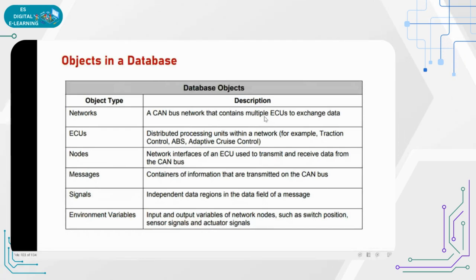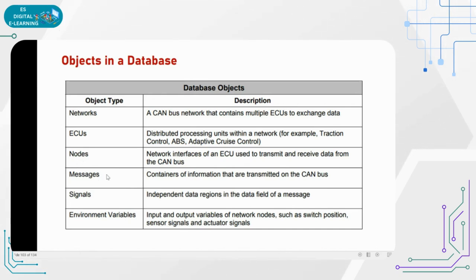Next, coming to the ECUs. An ECU is nothing but a node. A node is a distributed processing unit within a network, for example traction control, anti-braking system, adaptive cruise control. These are the ECUs. Next, write down nodes: a node is the network interface of the ECU to transmit and receive data from the CAN bus. To understand the ECU, I gave this point.